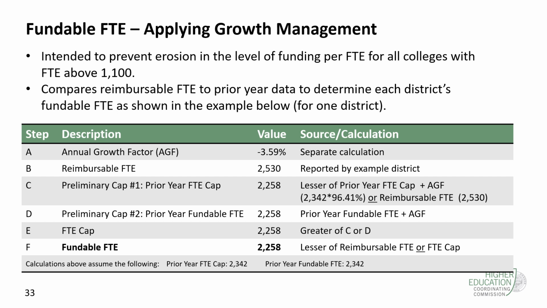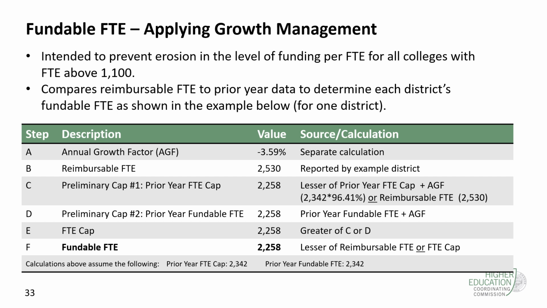This is hypothetical data, but an annual growth factor is calculated, and that's a separate calculation shown on the following slide, which is somewhat complicated. I won't take you through every step, but it's listed in detail on the following slide. There's an annual growth factor that's calculated that is then used to apply a prior year FTE cap. So there's a preliminary cap which applies the prior year FTE or the growth factor, and then there's a second preliminary cap which applies the prior year fundable FTE versus the growth factor.